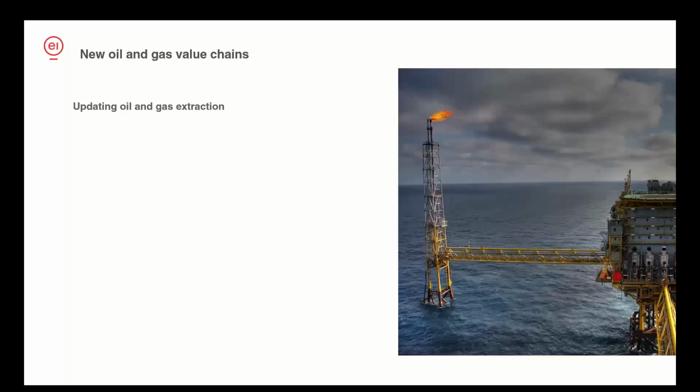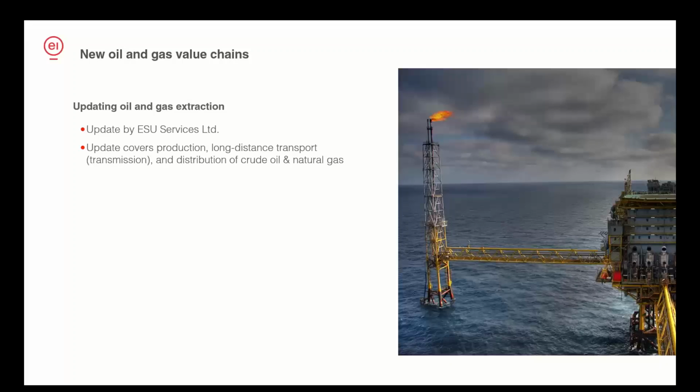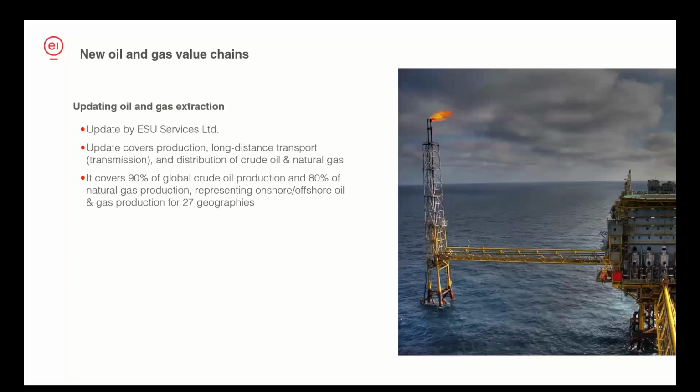Okay, let's start giving some details of the different updates, and I would like to start with what is probably the most central update of version 3.9, which relates to the extraction and supply of oil and gas. This update has been prepared together with ESU-services, using data that was commissioned by the Swiss Federal Office for the Environment and the Swiss Gas Industry Association. The update covers production, long-distance transport, so transmission, and the distribution of crude oil and natural gas.